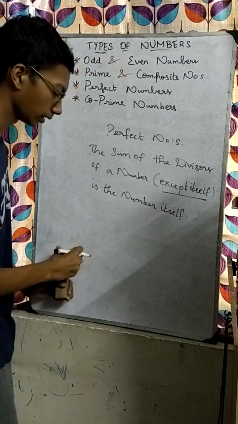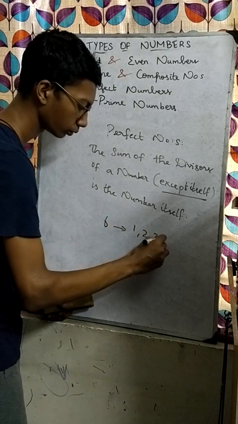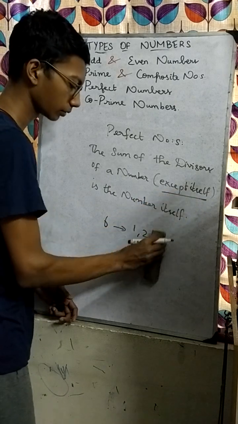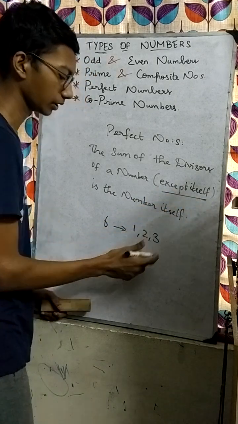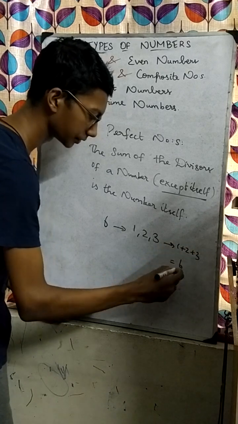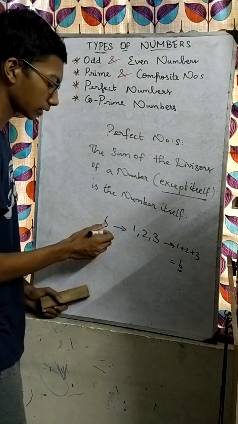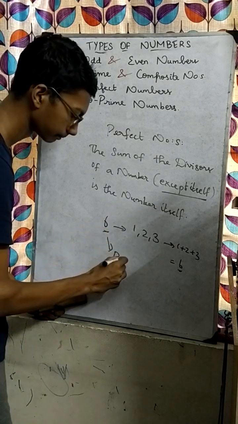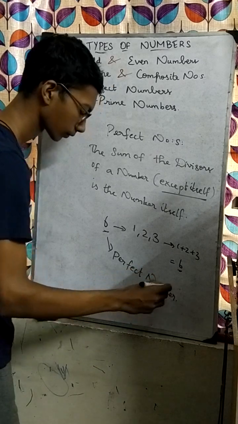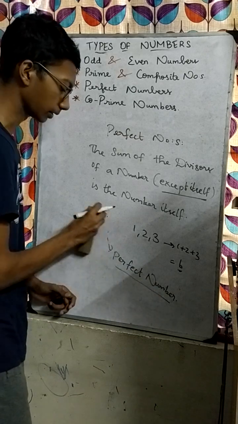Now the next example we will have is 6. The divisors of 6 are 1, 2, 3 and 6. Again, we cannot take 6 because the definition says not to take the number itself. So if we add 1 plus 2 plus 3, we get 6. Since this sum is the same as the number itself, 6 is a perfect number. So 6 is the first perfect number in the natural number system.